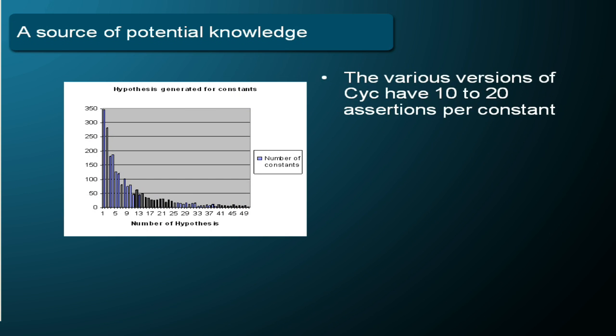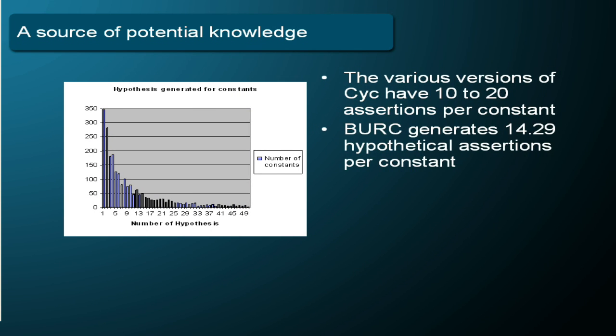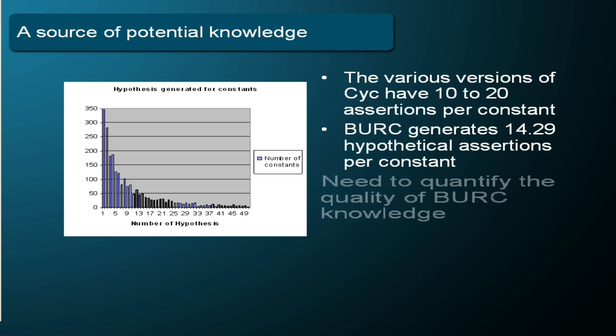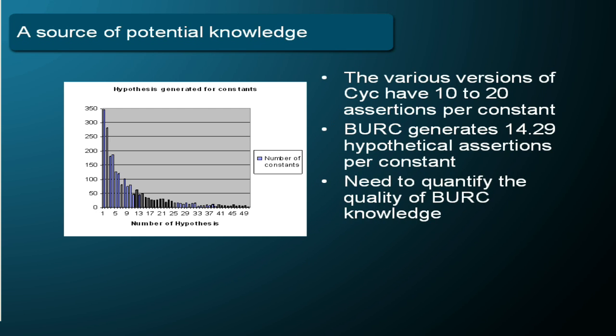The BURC process generates a similar number of assertions for each constant as had been generated manually. It remains to be processed over large bodies of text like the Internet, and of course the quality of the assertions needs to be verified. However, the task shifts from generation of common sense, a typically hard task, to verification of common sense, a fairly easy task.